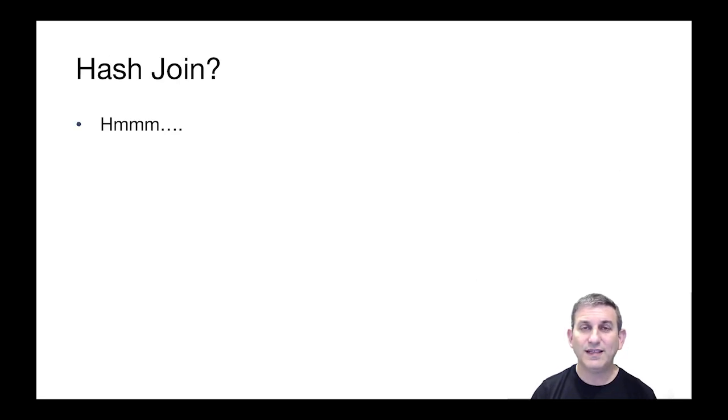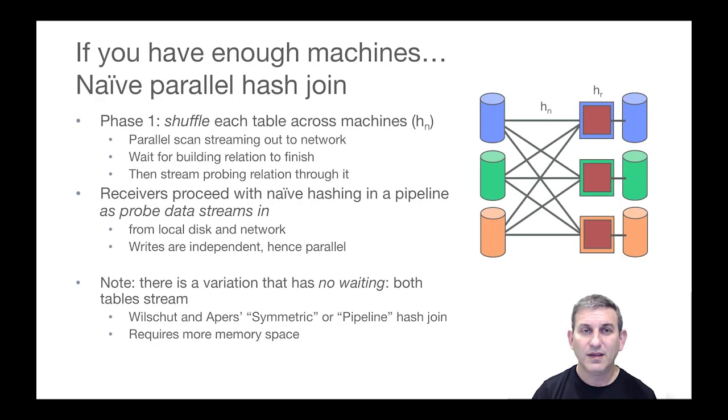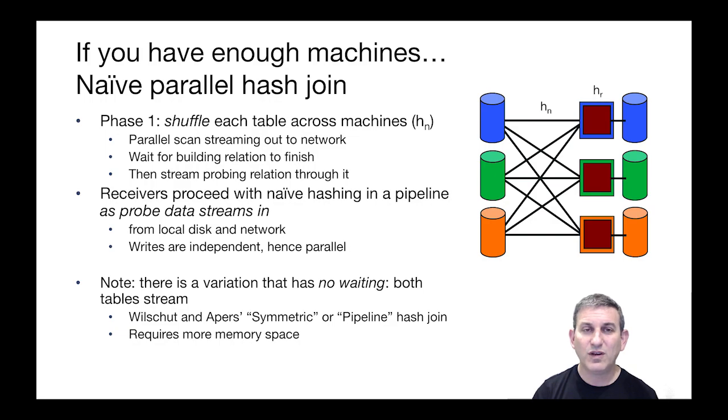What about hash join now? We've looked at hash partitioning, but what about hash join? Well, it actually turns out to be pretty simple. If you have enough machines, we can do a naive parallel hash join. So let's go through that. In phase one, we're going to shuffle the tables across machines using HN, and we're going to build a hash table at each machine using HR.